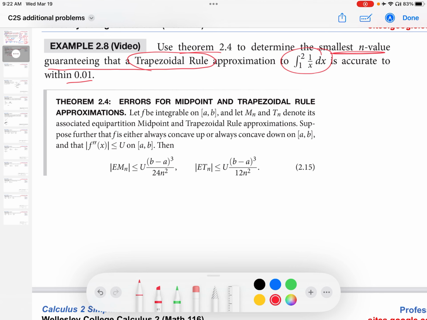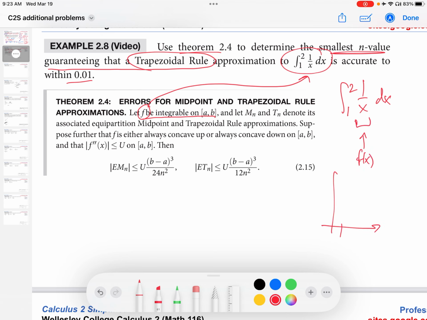Okay, so first hypothesis here, let f be integrable on [a, b]. So f is the integrand of this integral. So if I look at this integral, 1 over x dx, that's 1 over x here, the f of x. If I draw a little sketch of this function, it kind of looks like that between the interval 1 to 2. Those are my limits of integration. So if I look at the area between the graph and the x-axis, it's finite. So that's what it means for a function to be integrable on an interval. So check, right? That requirement is met.